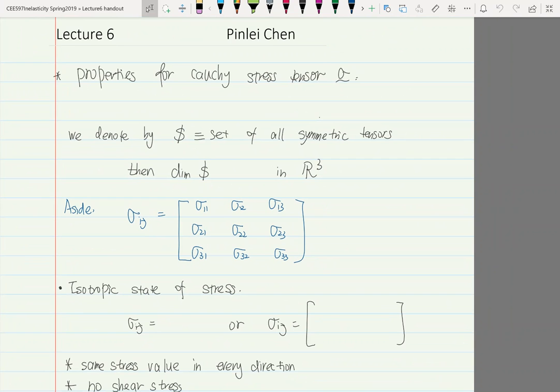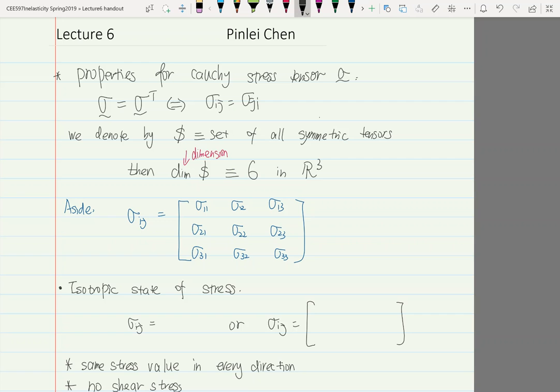We've already defined the traction vector, and based on that traction vector, we define the Cauchy stress, sigma. For this sigma, we also know that it needs to be a symmetric tensor, right? Basically, sigma ij equals sigma ji. If we denote by S the set of all symmetric tensors, then the dimension of this particular set equals 6 in a three-dimensional space.